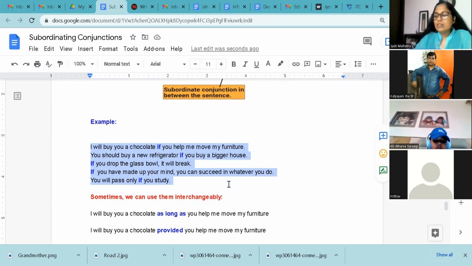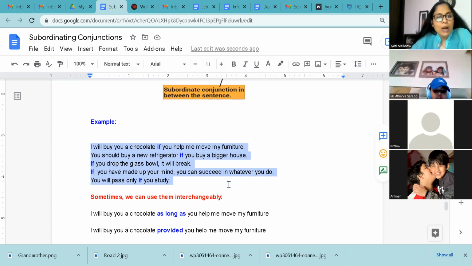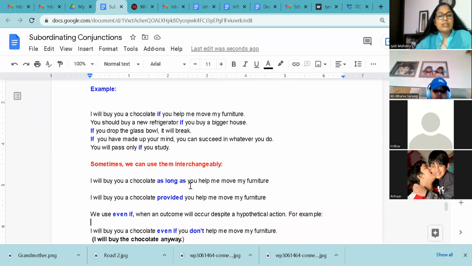So is there a condition in every sentence? When will you pass? If you study. Right? Why will I buy you a chocolate? If you help me move my furniture. Why should you buy a new refrigerator? If you buy a bigger house. What will happen to the glass bowl if you drop it? It will break. So children, this is how it expresses condition. Sometimes, now look at this one.